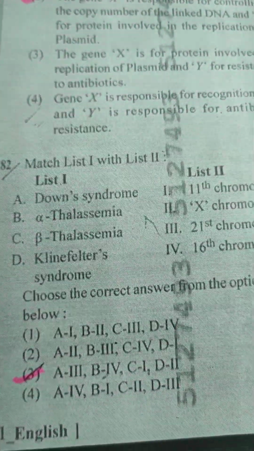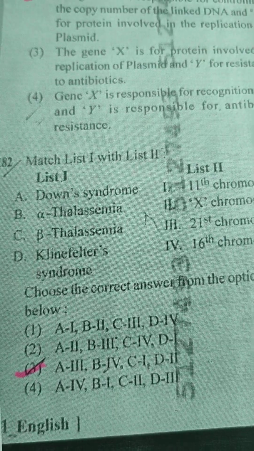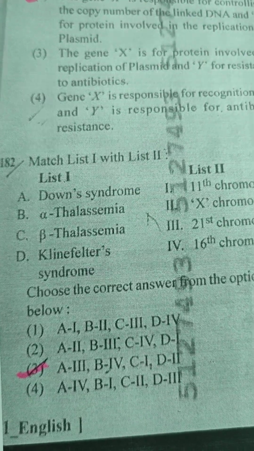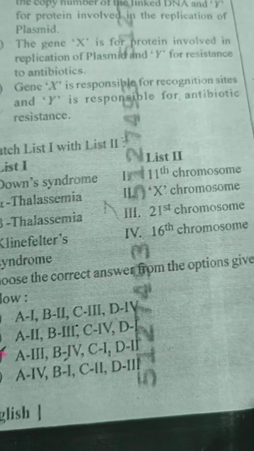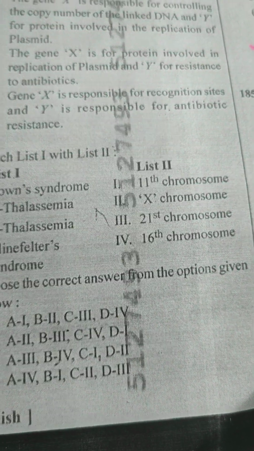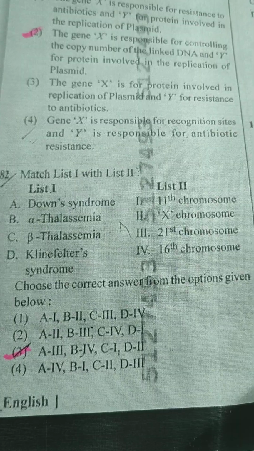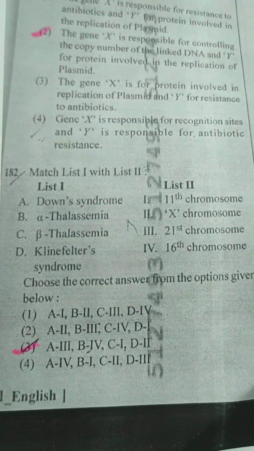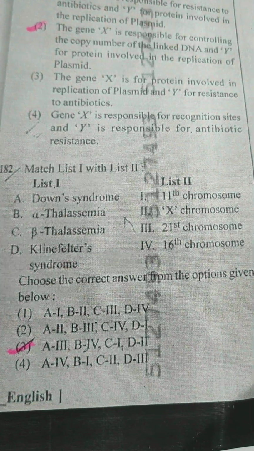182 question. List 1: A. Down syndrome, B. Alpha thalassemia, C. Beta thalassemia, D. Klinefelter syndrome. List 2: 1. 11th chromosome, 2. X chromosome, 3. 21st chromosome, and 4. 16th chromosome. Correct answer is 3: A3, B4, C1, D2.